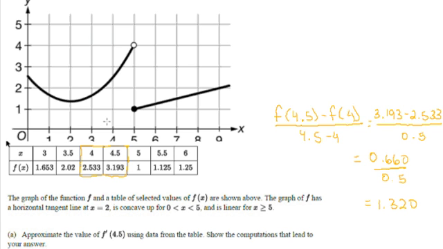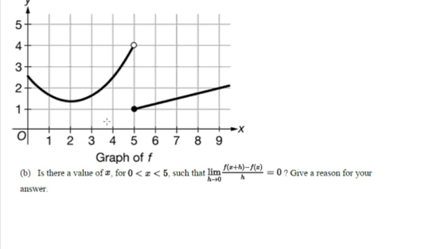1.320. So on this free response, you get the points for showing the difference quotient right here and using a good approximation. And again, the best approximation was to use this 4.5 and that 4. That one was worth 2 points if you showed all that. And I always like to box my answer no matter what.